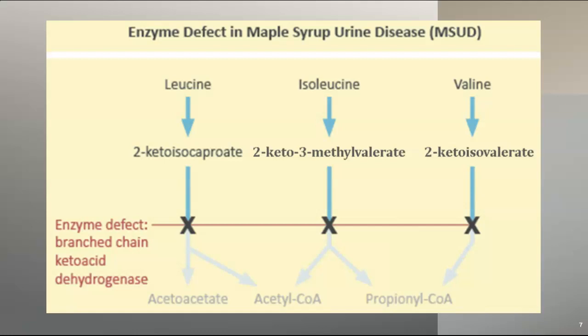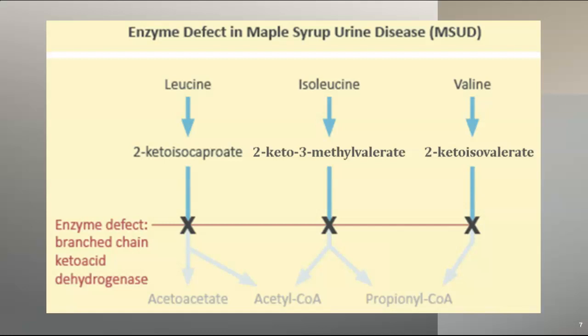MSUD is considered an amino acid condition because people with MSUD have trouble breaking down certain amino acids, the building blocks of proteins. It is a rare, inborn error of metabolism defect resulting in decreased branched-chain keto acid dehydrogenase enzyme activity. The varieties of MSUD are caused by mutations or changes in the genes related to branched-chain alpha-keto acid dehydrogenase complex enzymes, or BCKDC.